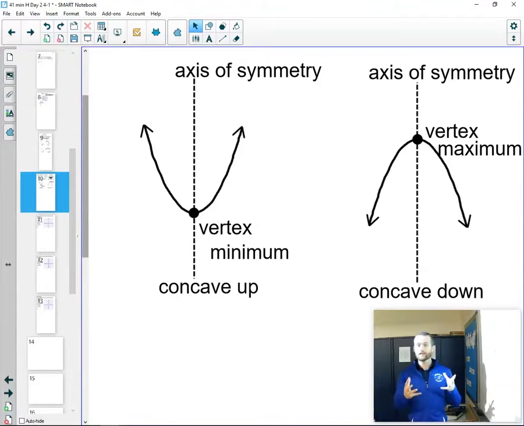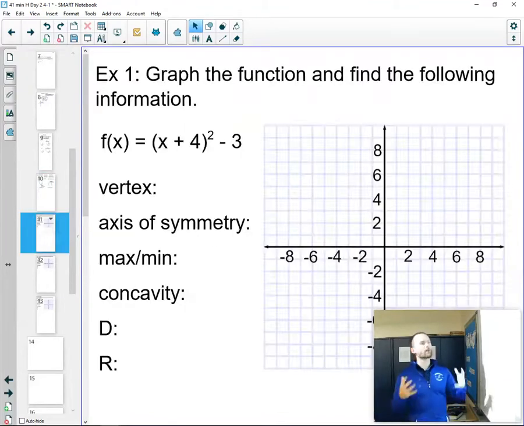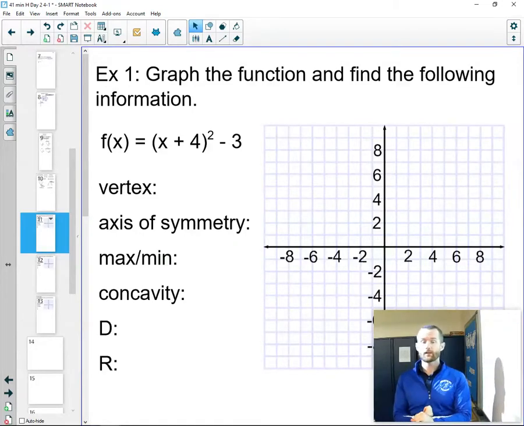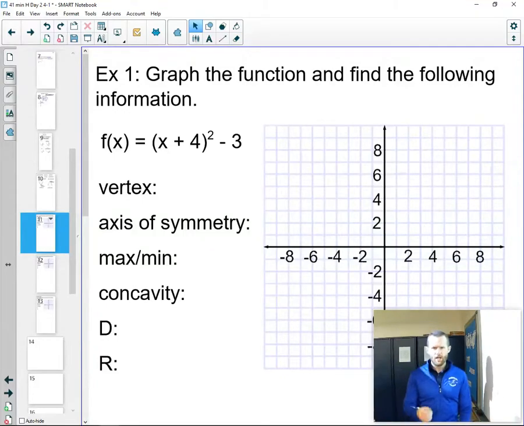Right. Now we're going to take this vocab, a lot of vocab I know, and we're going to apply it to some problems. So we're going to do 3 examples in this video, and we're going to graph these parabolas and then identify all of the important parts, all of the important information. So it says graph the function and find the following information.